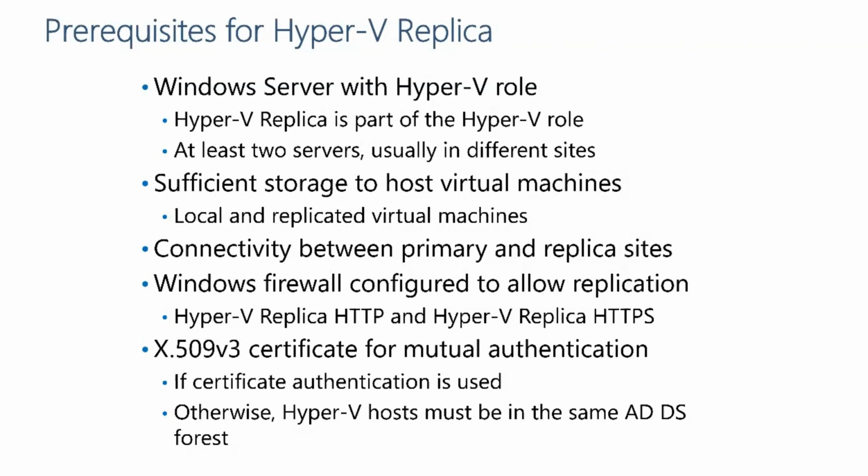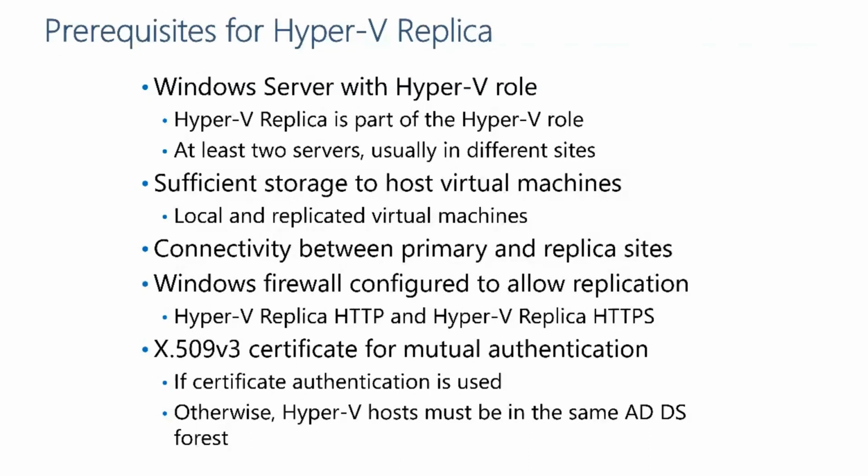Okay? So with the Windows Server with Hyper-V role, the Hyper-V replica is part of the Hyper-V role, and you need at least 2 servers, obviously. The more you have, the better, but you need at least 2. You need sufficient storage to host the virtual machines, local and the replicated virtual machines.